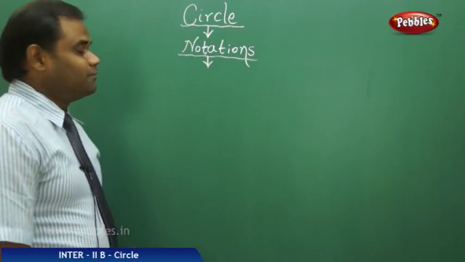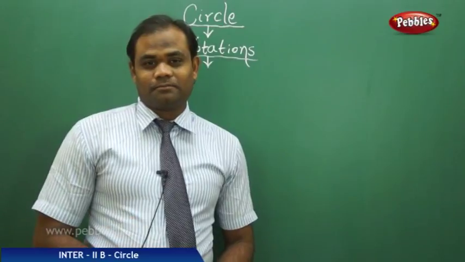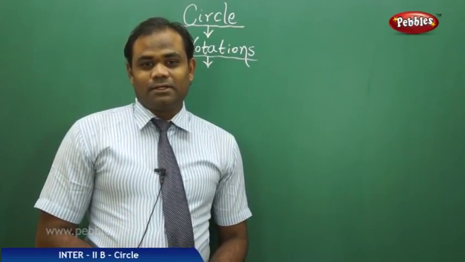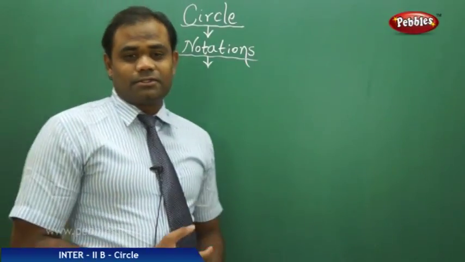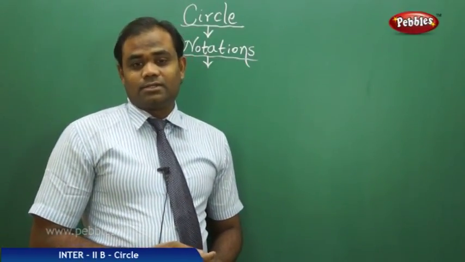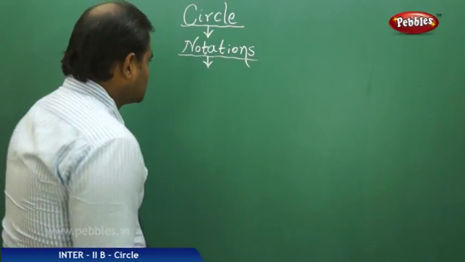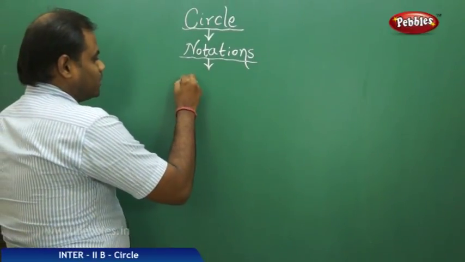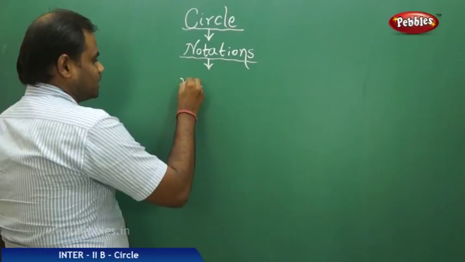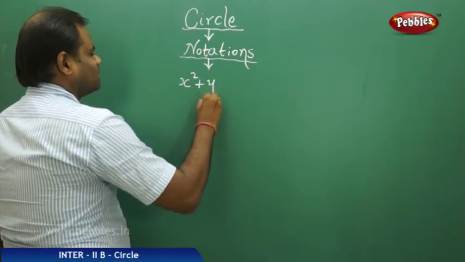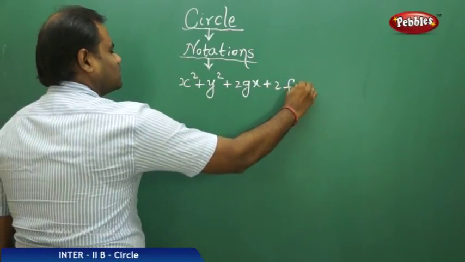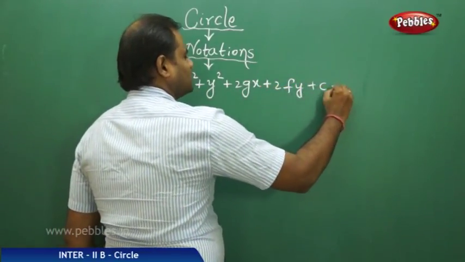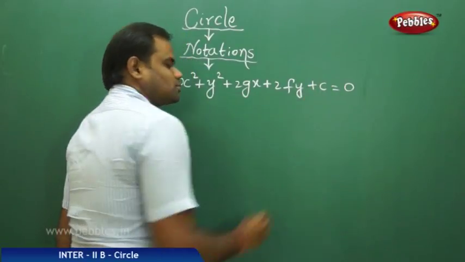Now let's see the various notations for a circle. Now that we have seen the equation of a circle in general form, we have notations through which we understand the circle in various ways. So for example, the general equation of a circle is taken as x squared plus y squared plus 2gx plus 2fy plus c equal to 0.